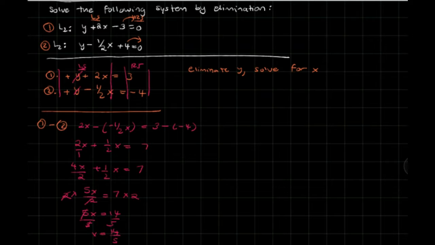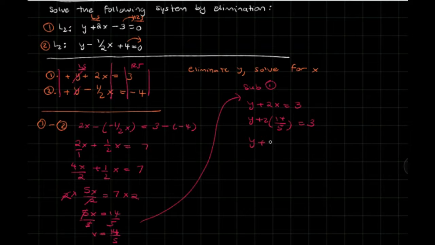Okay, so that 14 over 5 is the x value of the point of intersection. To find the y value, I'm going to substitute this into one of the equations. So let's say I sub it into equation 1. We get y plus 2x is equal to 3. If I plug in for x, 2 times 14 over 5, you get y plus 28 over 5 is equal to 3.